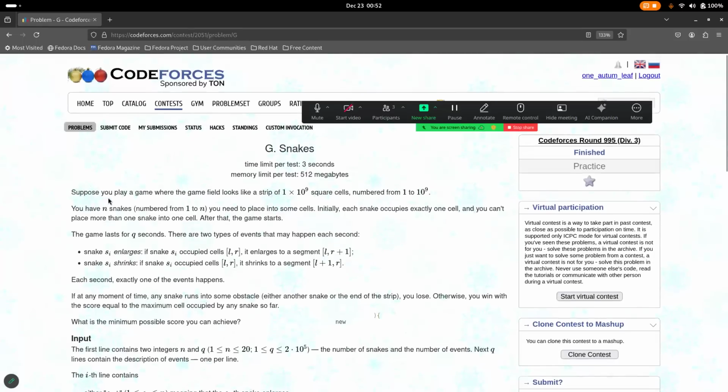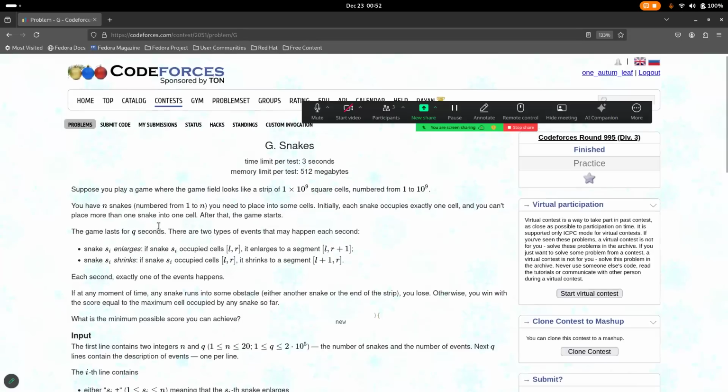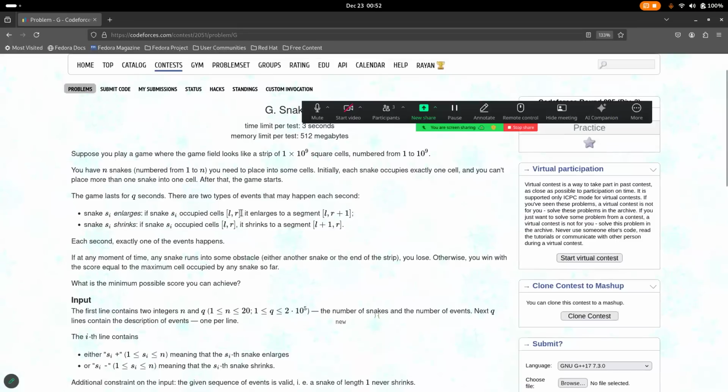The final problem in this, we had to play a game. The game had a field of 10 power 9 square cells, basically considered to be an infinite number of cells. And we had n snakes, and we had to place each snake into some cell. Initially, each snake occupied exactly one cell, and we couldn't place more than one snake in a cell. After that, the game starts, and the game lasts for q seconds, and each second we basically have an operation.